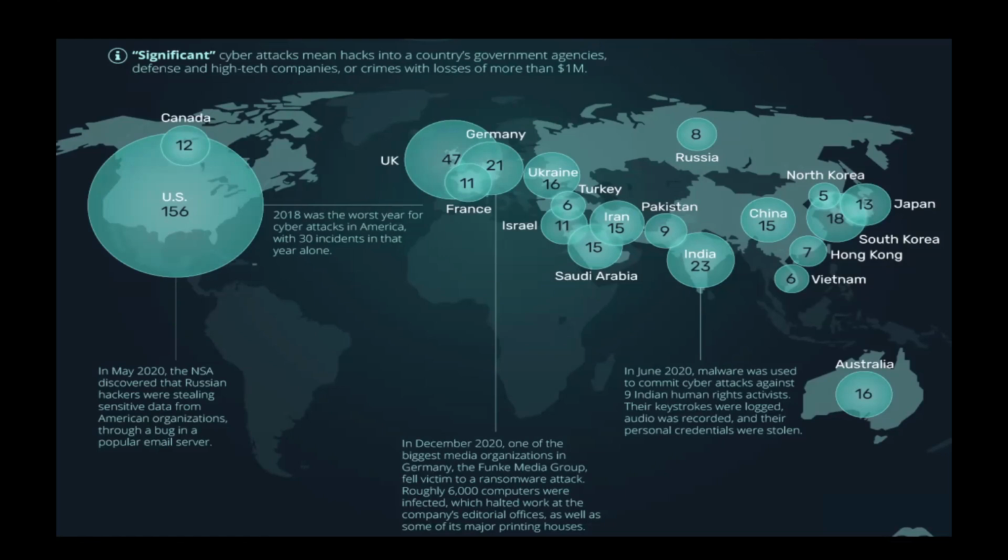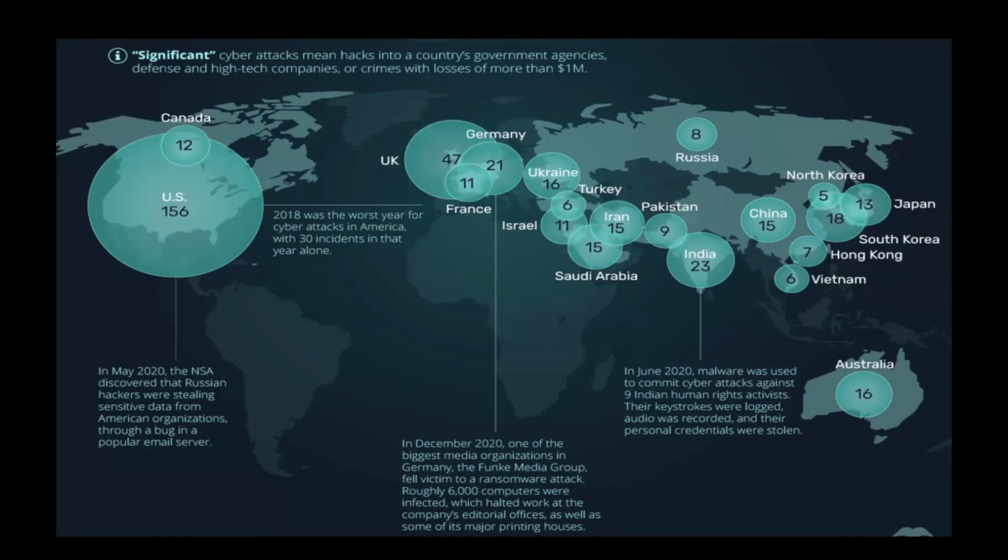In December 2020, one of the biggest media organizations in Germany fell victim to a ransomware attack. 6,000 computers were infected, which halted work on its servers. Do you know what a ransomware attack is? It's where your computer gets locked down and you have to call a hotline, and they're very nice to you, and they're like, yeah, we can unlock your computer, but you have to give us $1 million.